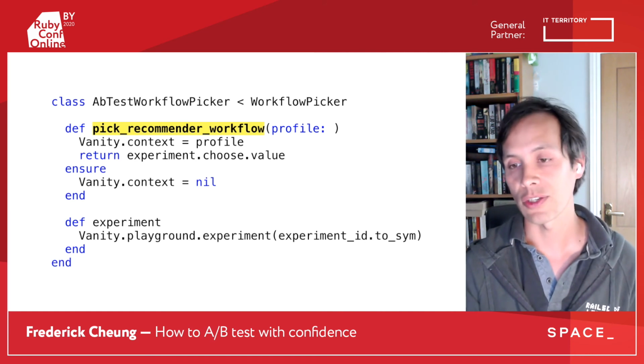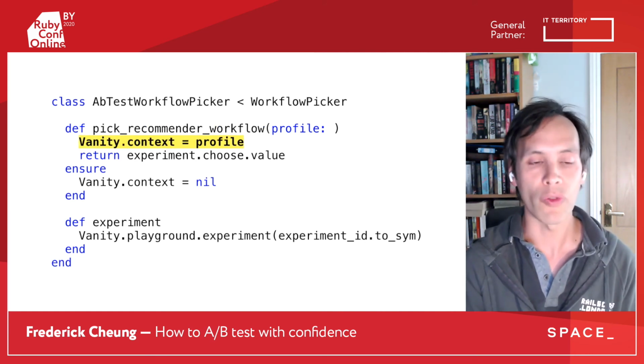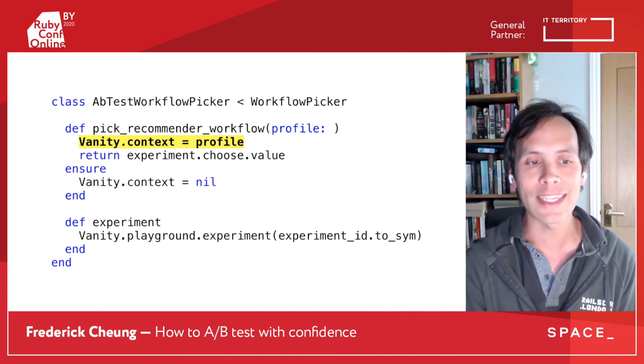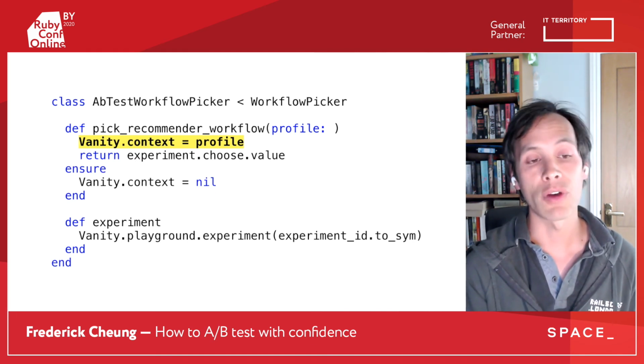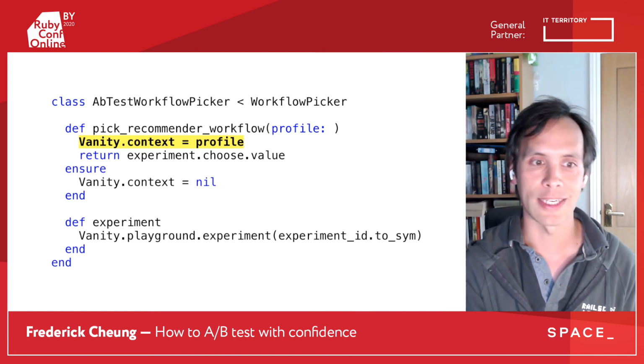We pass a profile, so who is this test for? You tell Vanity what the context of the test is, who is the thing that decides the identity. So very often there's something like current user. And if you run your test in a controller, then Vanity comes with a helper that will do that for you. But this isn't inside a controller.